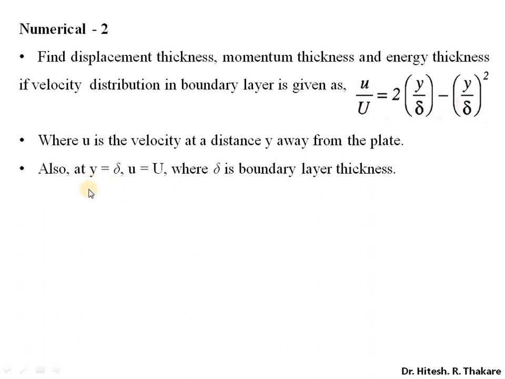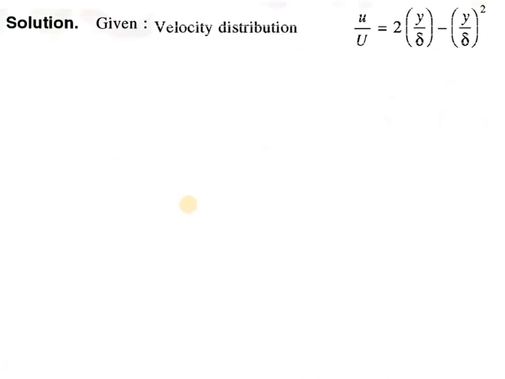And because of boundary layer conditions, at a distance y equal to delta, the velocity of the fluid layer will be as good as the free stream velocity. So now let us proceed with the solution of the problem. First thing is the given data. So the velocity distribution which has been given to you is in front of you.